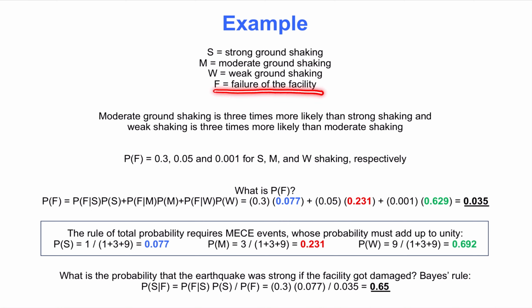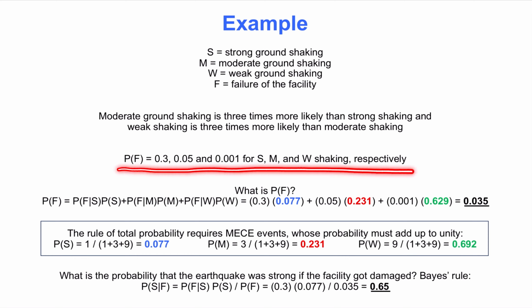The symbol F denotes the event that the facility fails. The ground shaking can be strong, moderate, or weak, denoted by the symbols S, M, and W, respectively. The information is given that moderate ground shaking is 3 times more likely than strong shaking. Also, weak shaking is 3 times more likely than moderate shaking. The probability of failure of the facility given different ground motion intensities is also given.